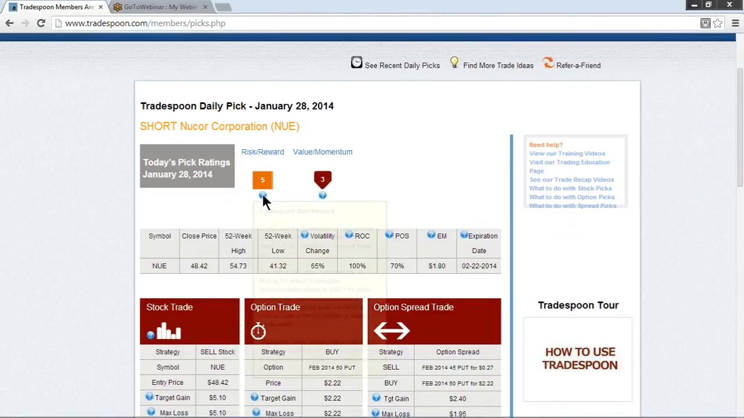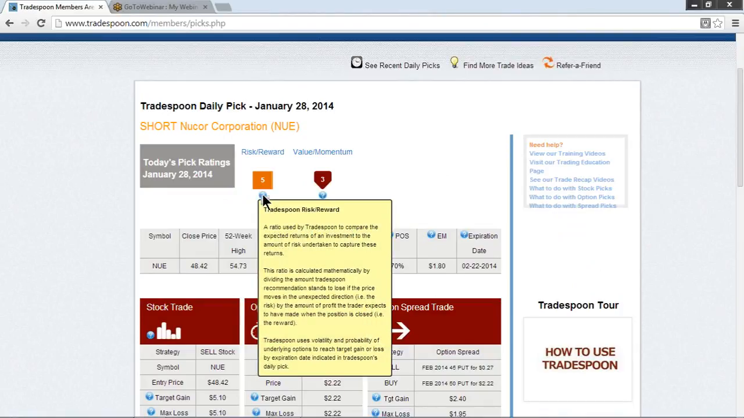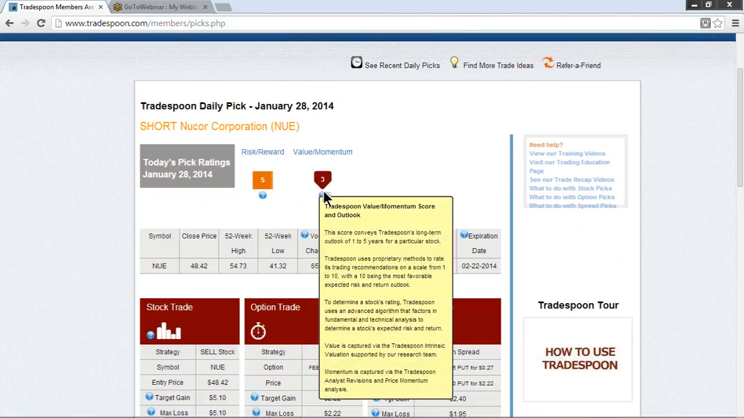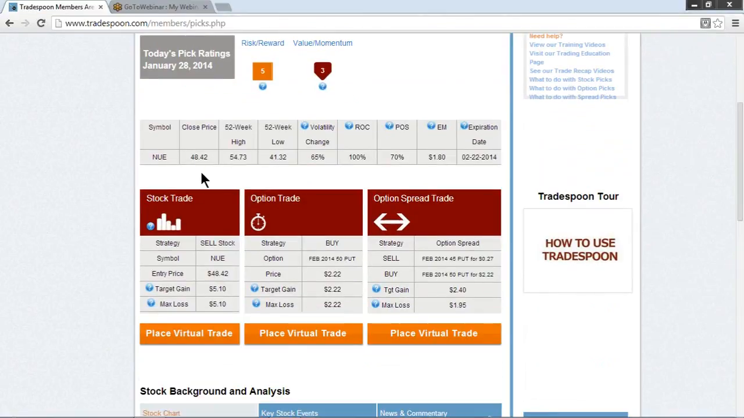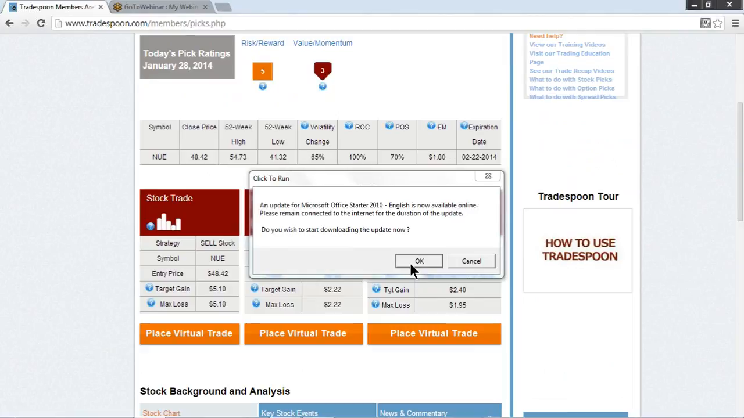Here are our proprietary risk reward ratings from Trade Spoon. It is at a 5, so it's in the mid-range, and the value momentum is at a 3, so it's getting into the lower end of the range. Now let's take a look at the price action, as well as volatility, return on capital, probability of success, and estimated move average.